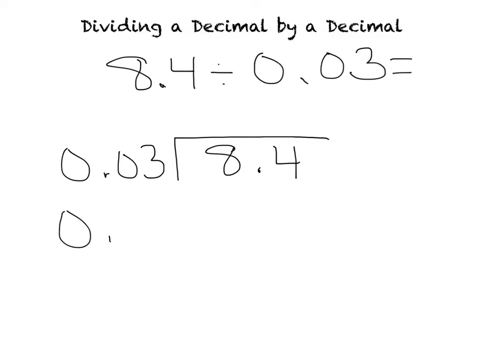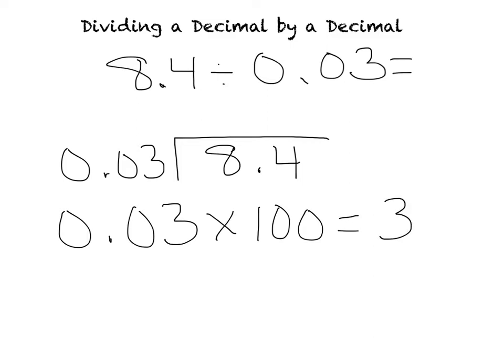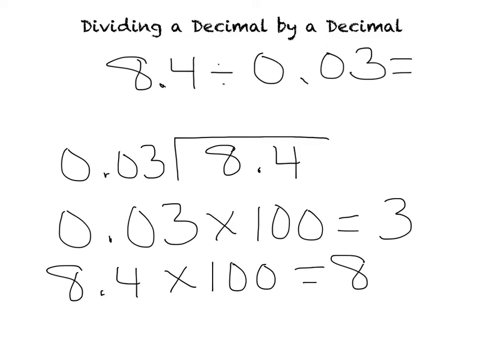So for my divisor, times 100, and that equals 3. I'm going to do the same thing to my dividend. I am going to write it, and I'm going to multiply that by 100. And that gives me 840. Let's move on to the next step.